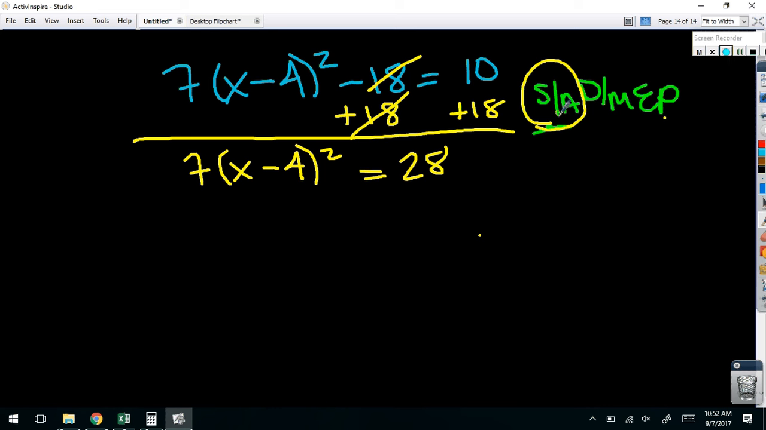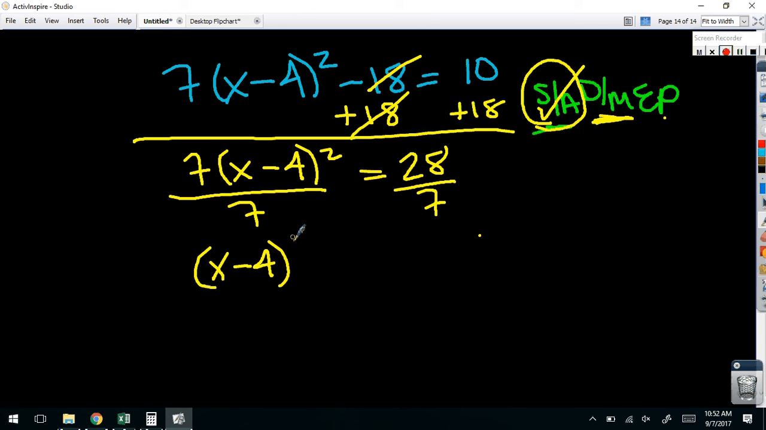I've done my subtraction and addition. Is there any multiplication or division now? 7. So I need to get rid of it. So you divide on both sides. Absolutely. Go ahead and get rid of 7. Something easy. Now the 7s are gone. It's 4. 28 divided by 7 is 4. So x equals 2? Close.